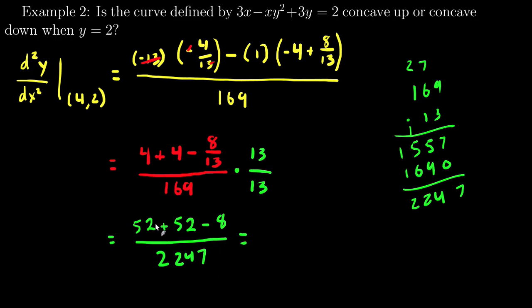And just combine everything I can. So 52 plus 52 is 104. Minus 8 is 96. And 96 and 2,247 do not have a common factor. Now, even if I mess this up a little bit, the important thing is this is positive, so we will be concave up.